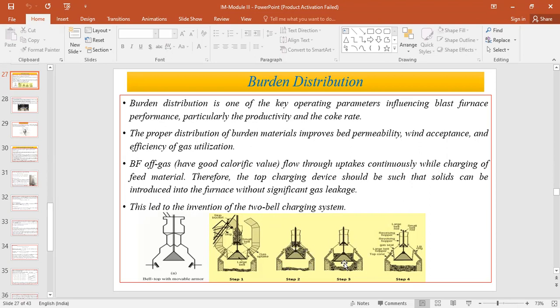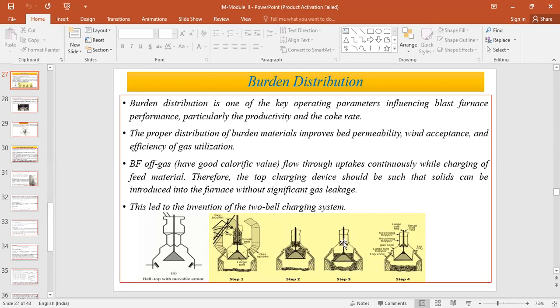Now, step 3, if you see, once the big bell hopper is filled, then to discharge this raw material into the blast furnace, we should lower down the big bell so that this raw material will fall into the blast furnace. In that case, when the big bell is in the lowered down condition, the small bell will be in the closed condition.